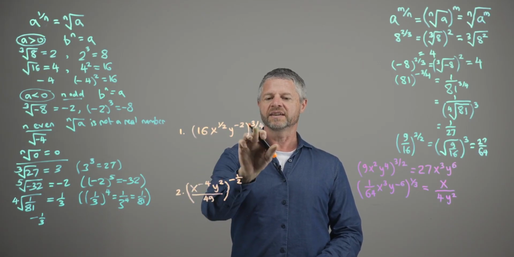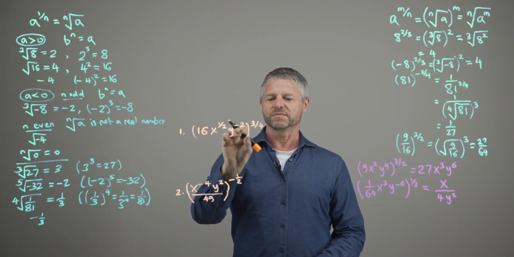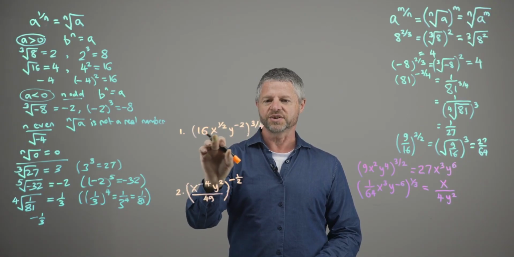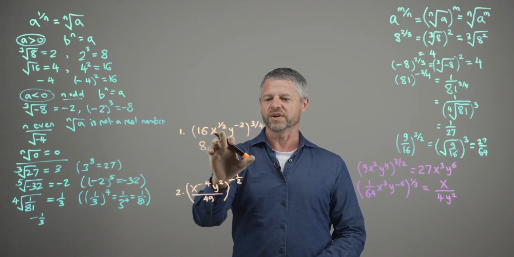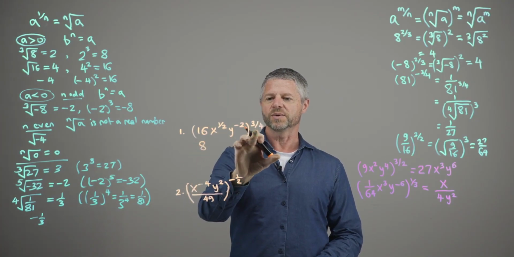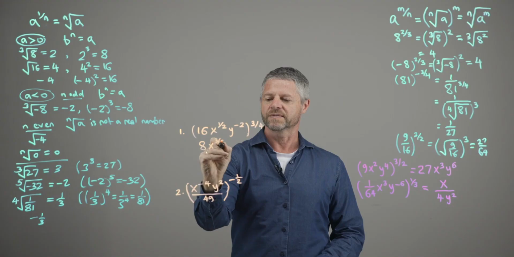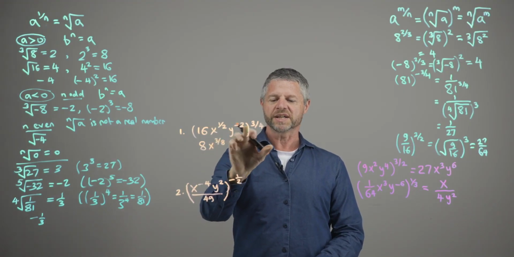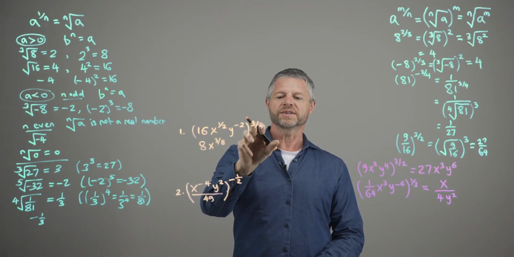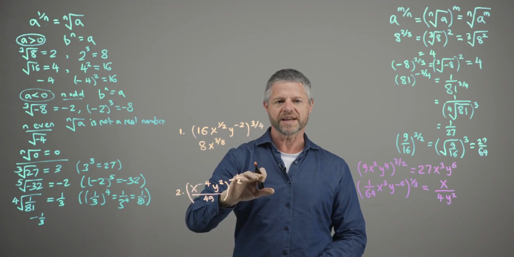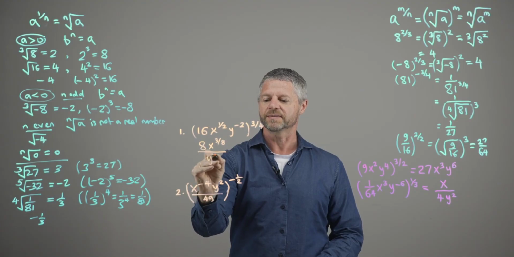So we've got 16 to the 3/4. That's going to be the principal fourth root of 16, which is 2, cubed. So I have 8. And then we've got x to the half to the 3/4. That's going to be x to the 3/8. And then we've got y to the -2 to the 3/4. So that's going to be y to the -3/2, which is the same as having y to the 3/2 in the denominator.